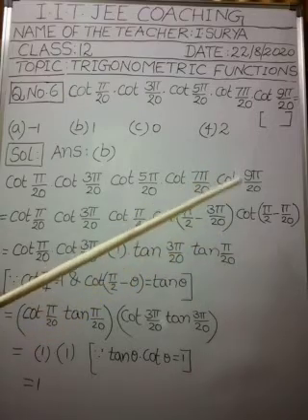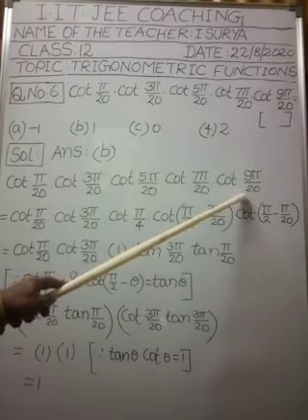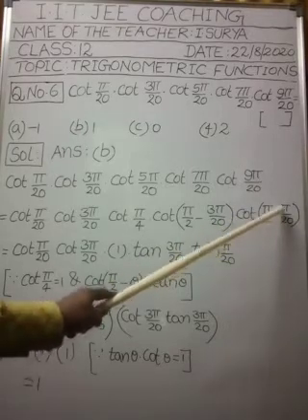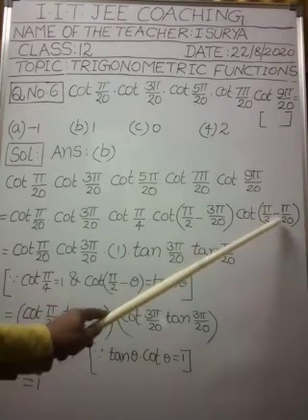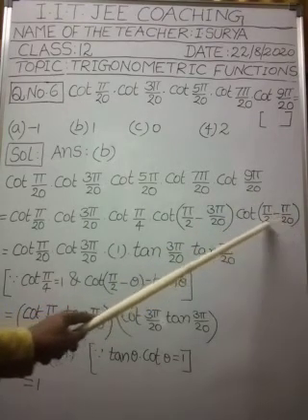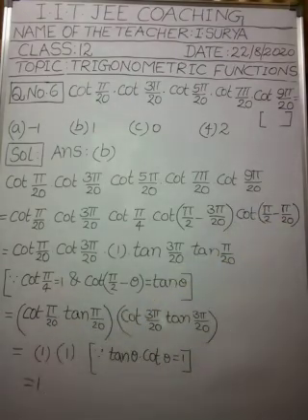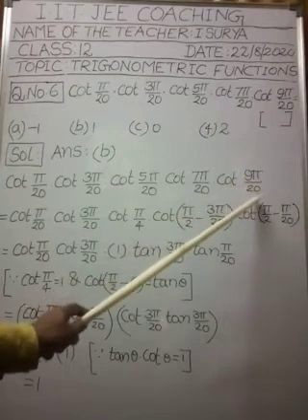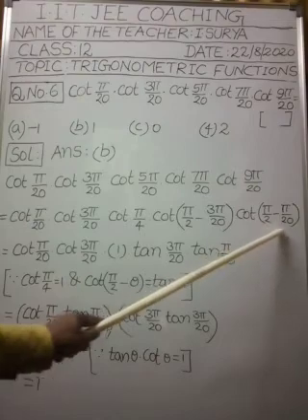Right. Now come to fifth factor, cot 9 pi by 20. Here also we are changing this factor. So cot pi by 2 minus pi by 20. This 9 pi by 20 can be written as pi by 2 minus pi by 20. If you simplify by taking the LCM of the denominators and after that simplifying the numerators, we get again 9 pi by 20. That is why we wrote 9 pi by 20 as pi by 2 minus pi by 20. Understood this part, my children?